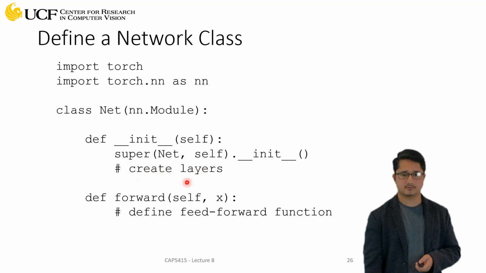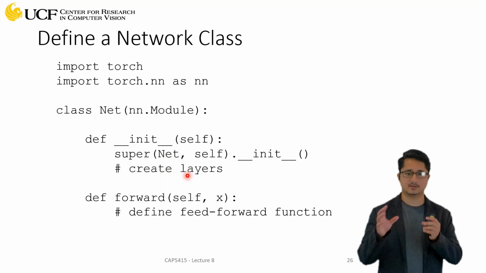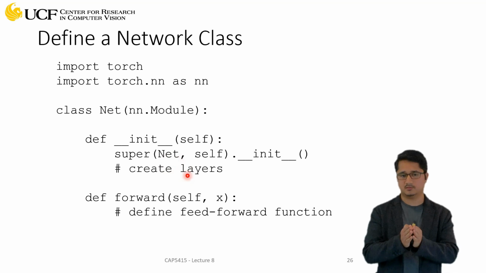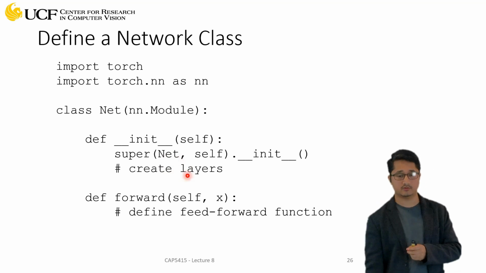Then what we'll do is we will create layers inside this initializer. We'll talk about how to do that. These layers are something you will first define, and once you have defined them, you're going to use those layers in your forward function. As I said, you need a forward function, which is mandatory.